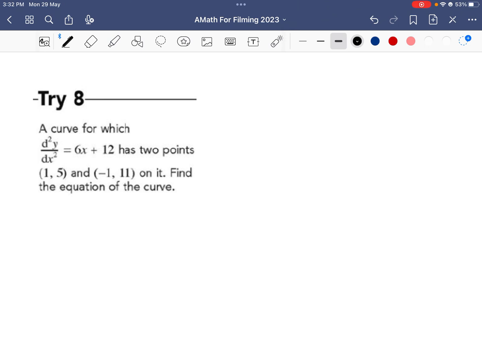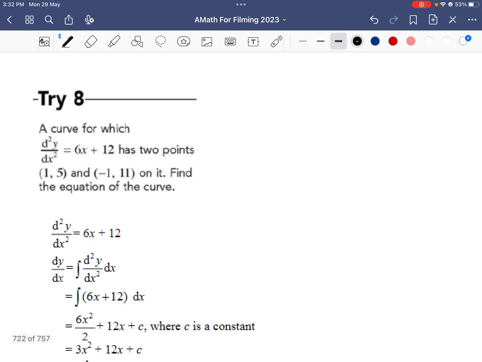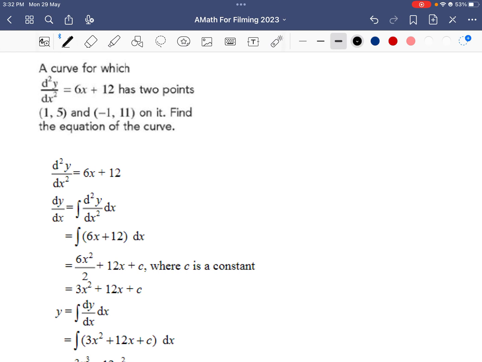All that is left for you now is to try it, where the second differential is 6x plus 12, and the points are (1, 5) and (-1, 11). Find the equation of the curve. I think this one's slightly more difficult. You reach a point whereby you need to use simultaneous equations to solve. Do give it a shot now, try to think through it. I think you have sufficient mathematical knowledge to actually solve this. When you are ready, please unpause the video.